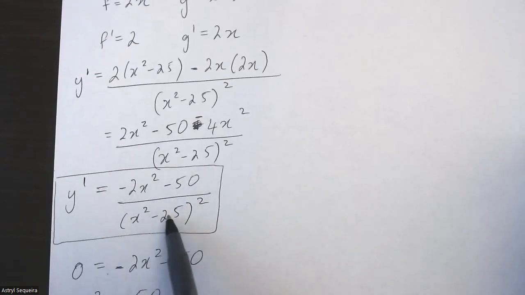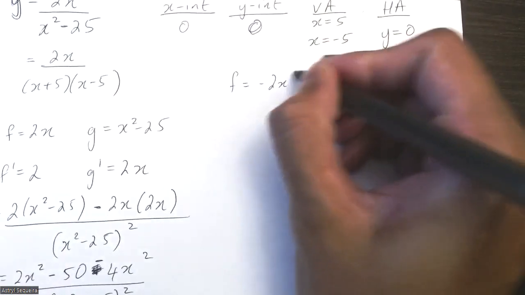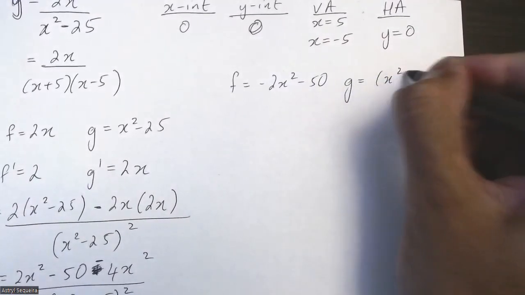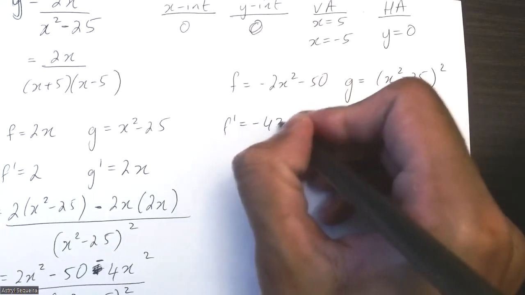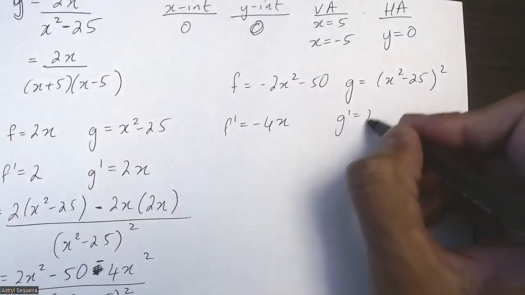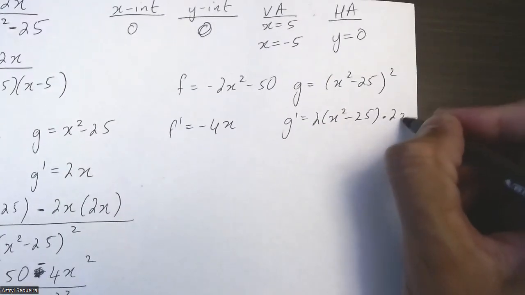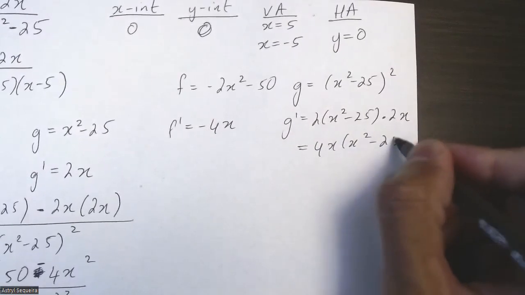And again, I'm going to use quotient rule over here. So f equals negative 2x squared minus 50 and g equals x squared minus 25 squared. f prime is negative 4x. g prime equals 2 times x squared minus 25 times 2x, which is just 4x times x squared minus 25.